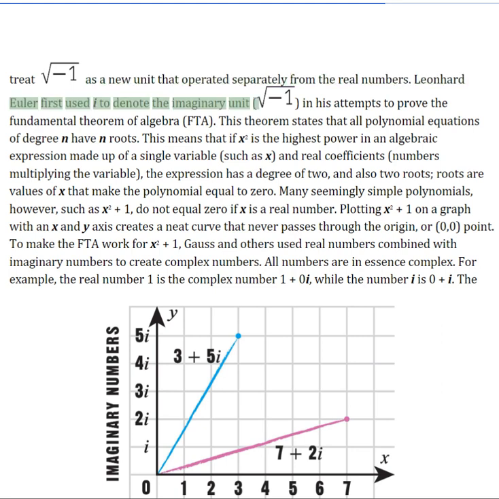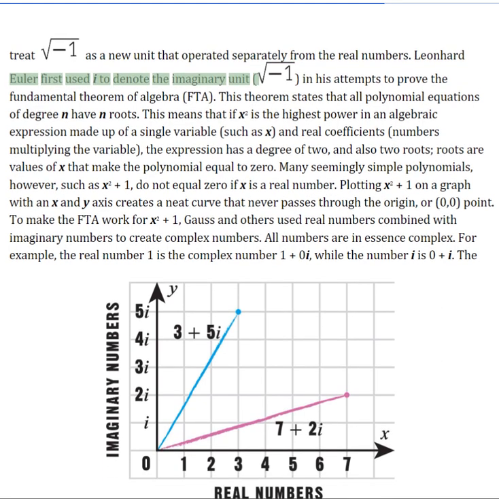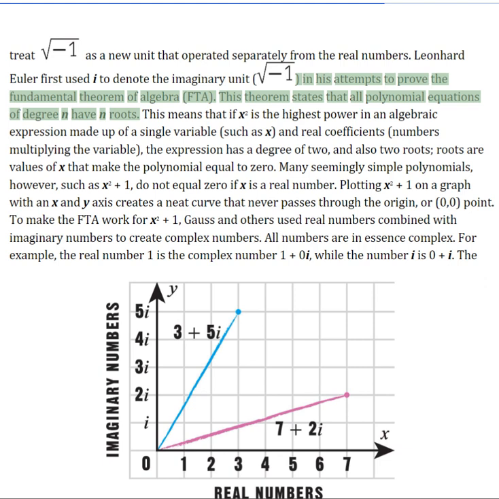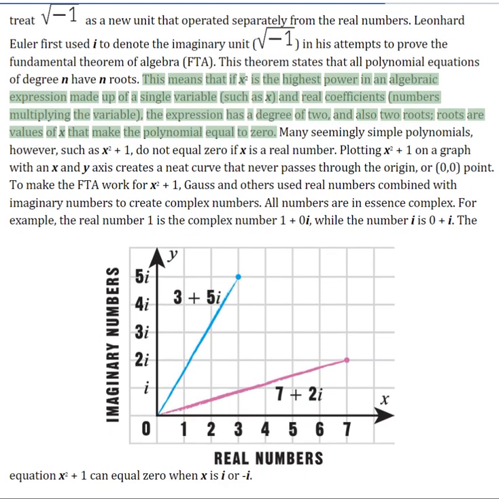Leonhard Euler first used i to denote the imaginary unit in his attempts to prove the fundamental theorem of algebra. This theorem states that all polynomial equations of degree n have n roots. This means that if x² is the highest power in an algebraic expression made up of a single variable and real coefficients, the expression has a degree of 2, and also 2 roots. Roots are values of x that make the polynomial equal to 0.